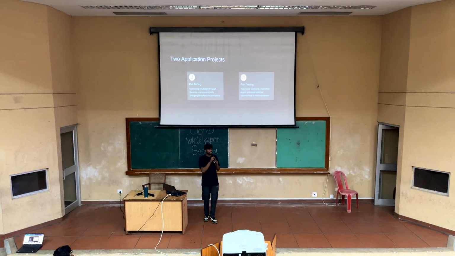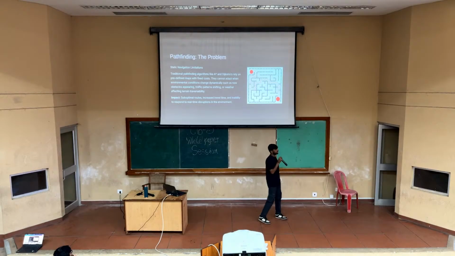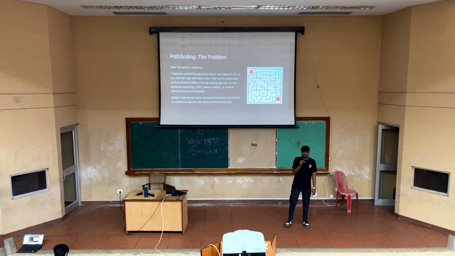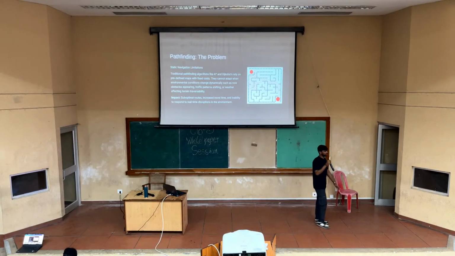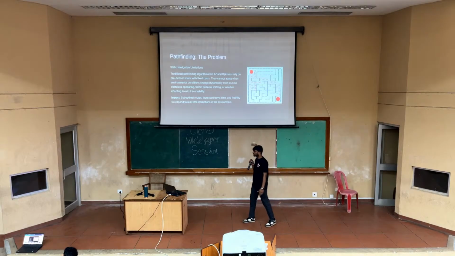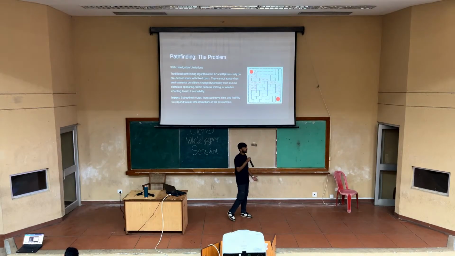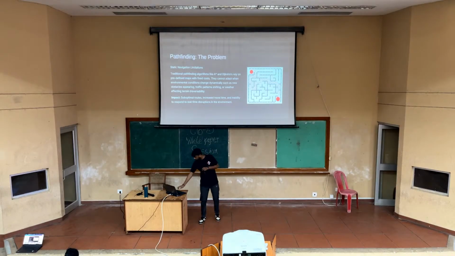The two application projects which I have made in reinforcement learning are, first, pathfinding, and second, pair trading. So, pathfinding. What is the problem with conventional pathfinding algorithms like A-star and Dijkstra? They use fixed maps and fixed cost functions, so they don't account for any dynamic factors that might be there during pathfinding, such as moving obstacles or changing terrain. The traditional algorithms don't account for those things.